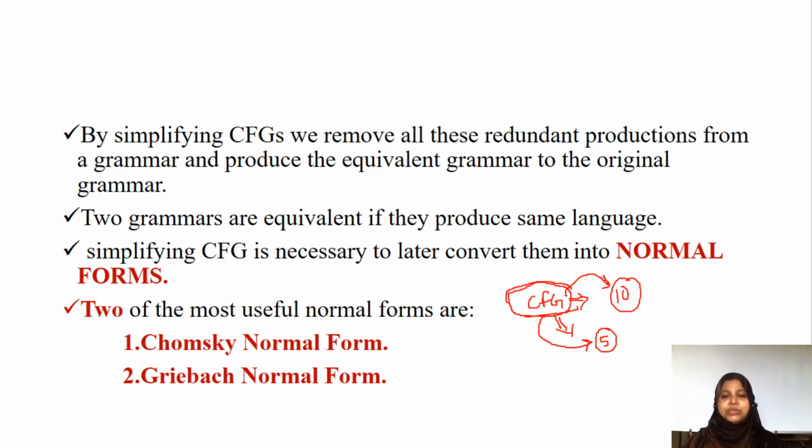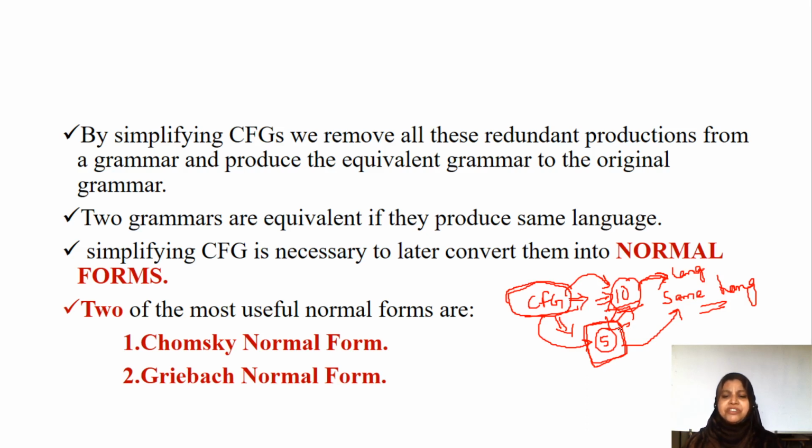And we say these two grammars are equivalent if they produce the same language. If two grammars produce the same language, then we say these two grammars are equivalent grammars. For example, this CFG has 10 productions. By using these productions, this CFG produces one language, right? Here, in this same CFG, we have only 5 productions. We are reducing the productions, and by using these 5 productions, we get the same language. We are generating the same language. Then these two grammars are equivalent.